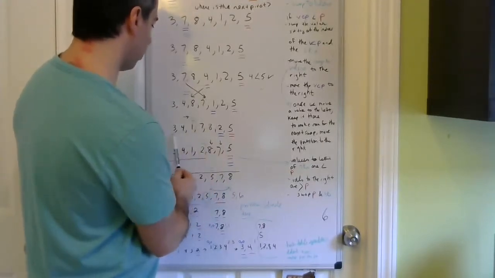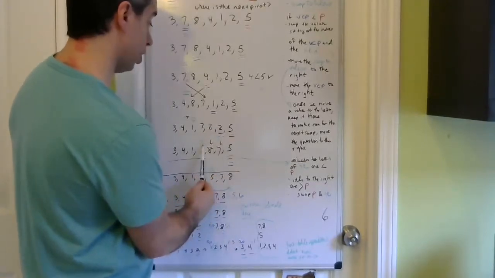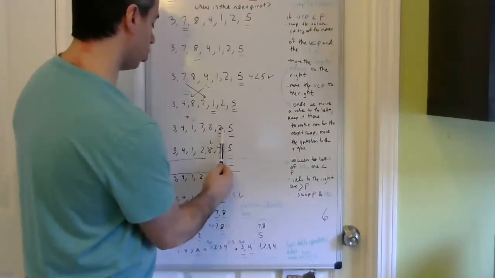1 and 8 have been swapped. Now the array is 3 4 1 7 8 2 5. 2 is less than 5. My swap to index is now sitting at 7. I swap where 2 is and where 7 is.